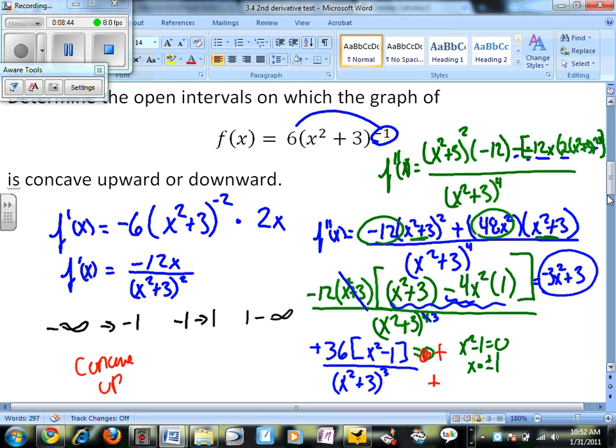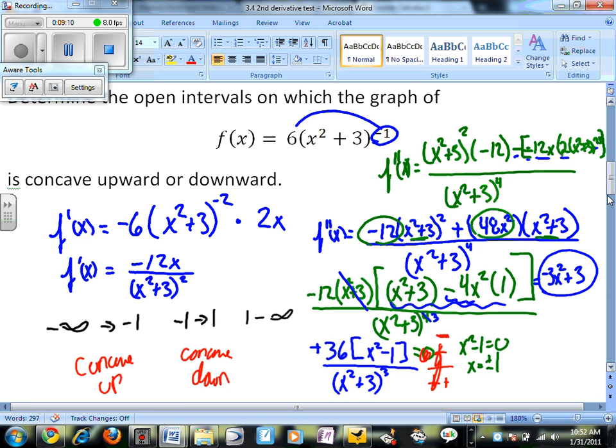So let's pick a point between negative 1 and 1. Let's pick 0. If I pick 0, I'm going to have a negative up top. And when I plug 0 into the bottom, I'm going to have a positive on the bottom. So I have a negative over a positive, therefore it's negative. And what our test told us, then, is it's going to be concave down. All right. And then pick a point from 1 to infinity, and we'll pick 2.